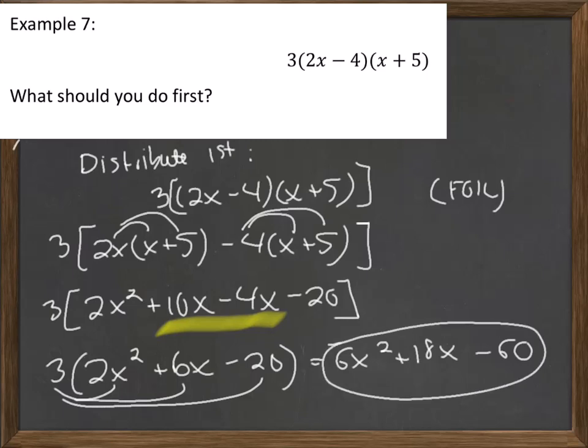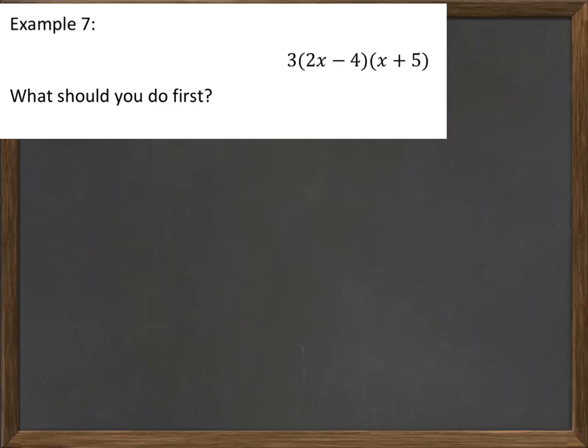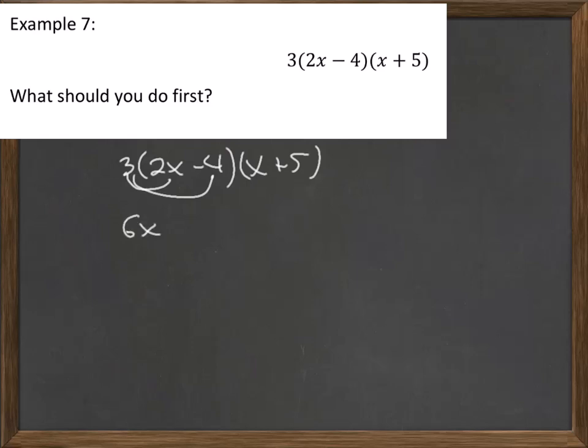So what if I had decided to multiply by the 3 first? Let's see what that would look like. So here's a brand new page. We have 3 times the quantity 2x minus 4 times the quantity x plus 5. If I multiply by 3 first, I have to pick one or the other, not both things, to multiply by 3. So if I multiply 2x minus 4 times 3, that's going to give me 6x minus 12.